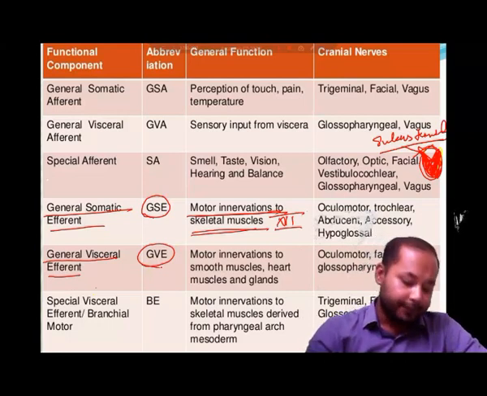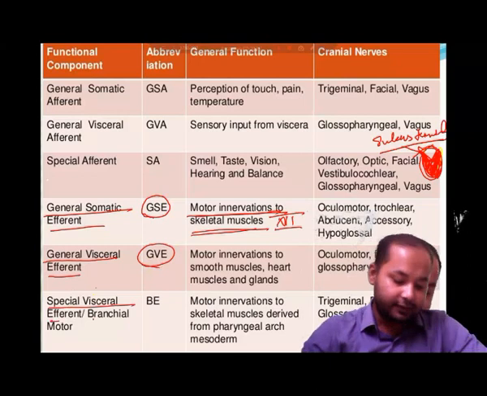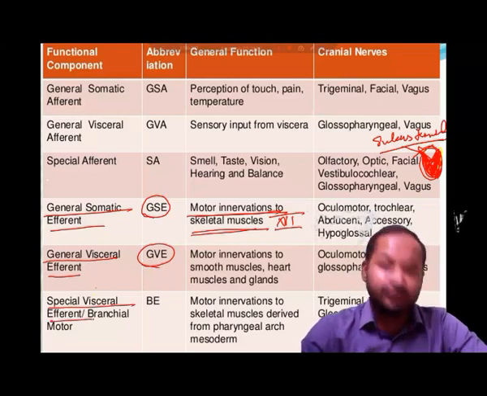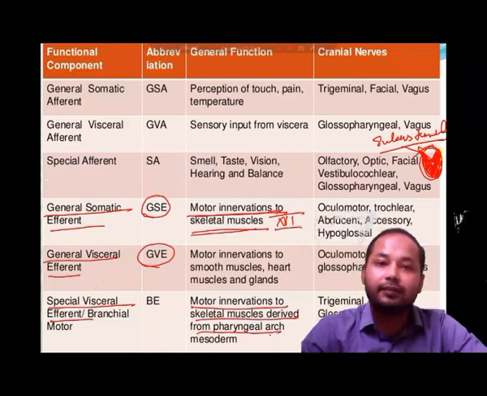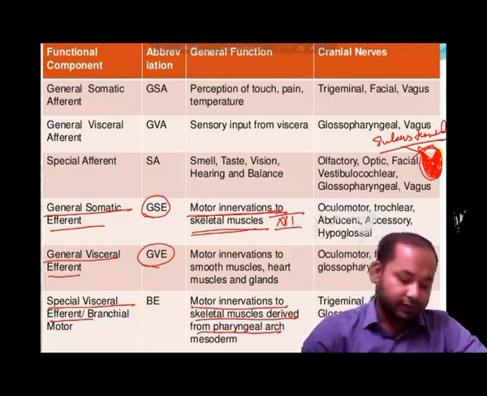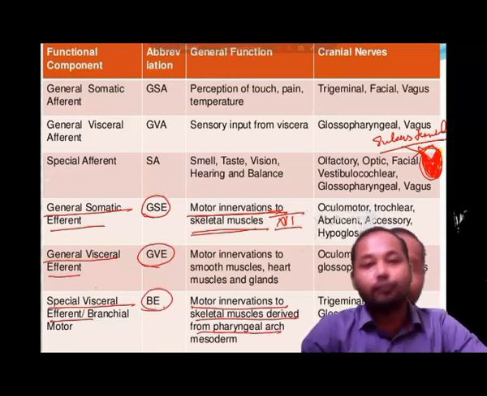Okay. Then the special visceral efferent. This is the special motor innervation for the skeletal muscles which are derived from the pharyngeal arches, palatoglossus of the tongue. Okay. Suppose this completes the motor part.